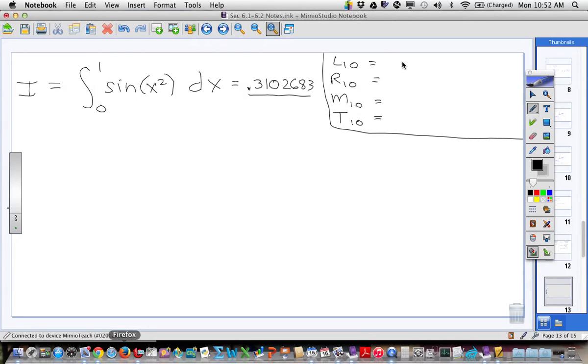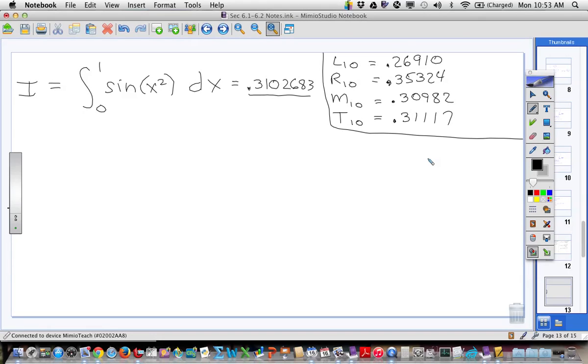Okay, Noah, read me the left. 0.269. And the right. 0.353. Okay, the midpoint. 0.30962. And the trapezoid. 0.3111731. Okay. Now, our lefts are under, our rights are over, our midpoints are under, our trapezoids are over, right?